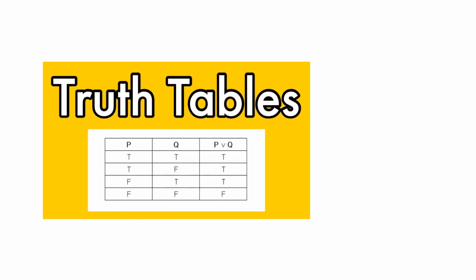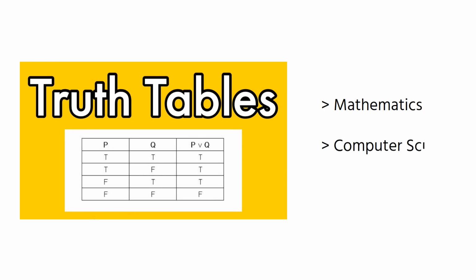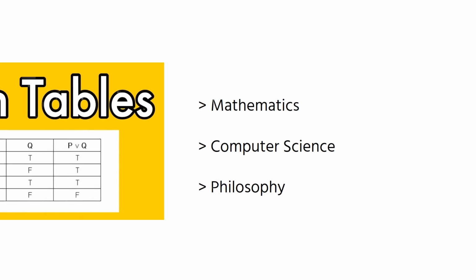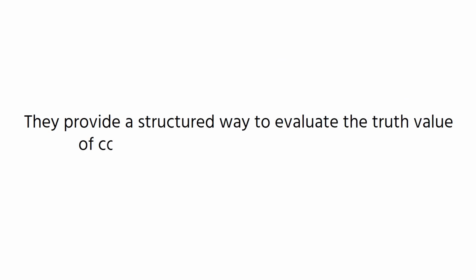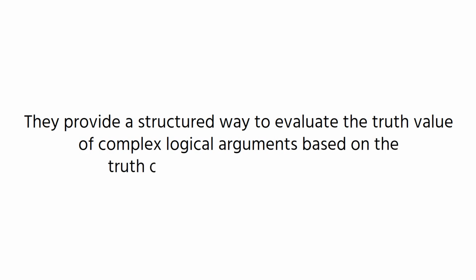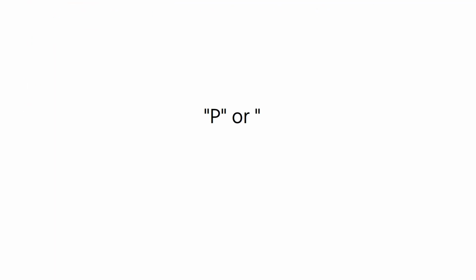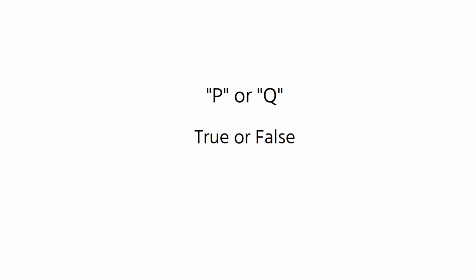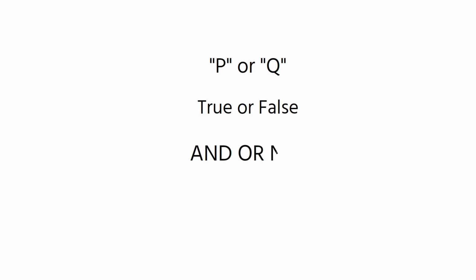Logic tables, often called truth tables, are tools used in mathematics, computer science, and philosophy to explore the behavior of logical statements or expressions systematically. They provide a structured way to evaluate the truth value of complex logical arguments based on the truth or falsity of their components. Logic tables begin with simple propositions, typically represented by letters like P or Q, which can be true or false. By listing all possible combinations of truth values for these propositions, we can map out the results of logical operations such as AND, OR, and NOT.